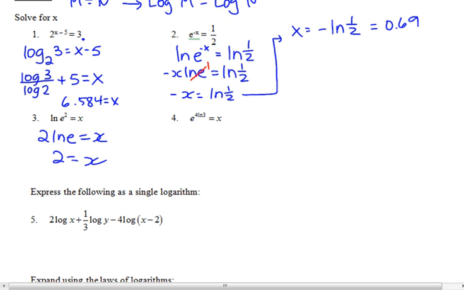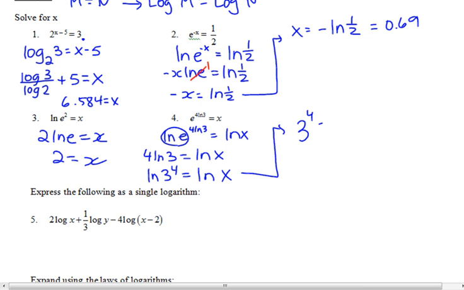If you want to make this easier and solve this algebraically, we can take the natural log of both sides. I'll show you why. The 4 would come down. What would happen to the natural log of e? It's equal to 1. So I want these to be equal. So we can then say 3 to the 4 equals x, which is 81.